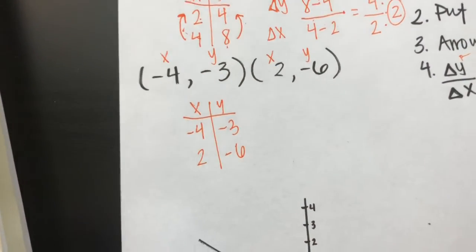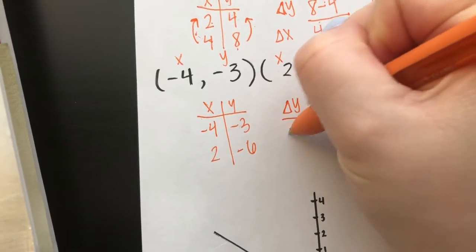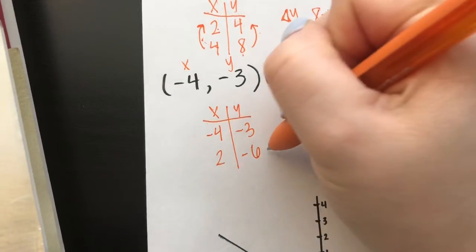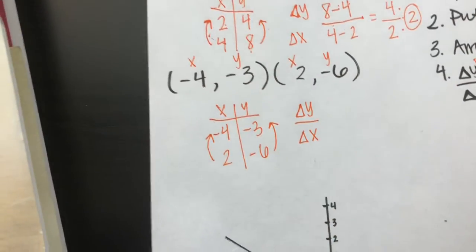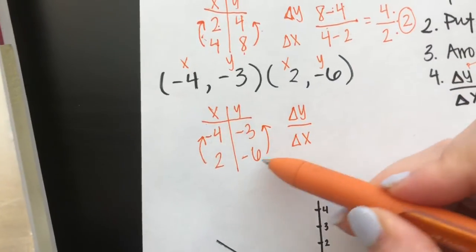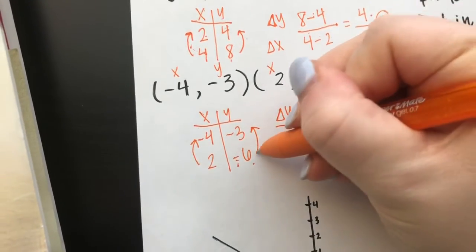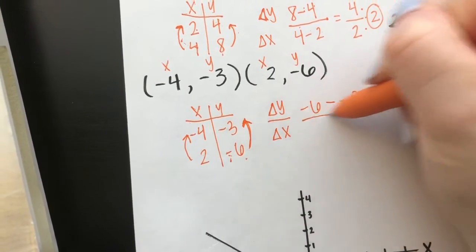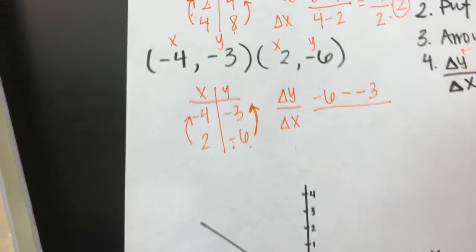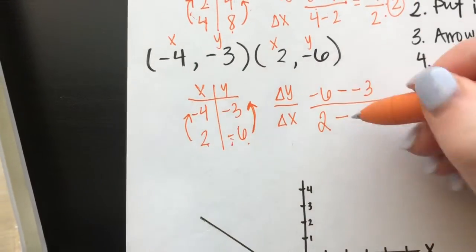All right, the next thing I always like to do is go ahead and write down my formula I'm going to follow. So delta y over delta x, and let's go ahead and draw those arrows. Okay, this is where things can get tricky, so make sure you take your time and slow down on these. This says -6 minus, right, that's the change, -3 over 2 minus -4.